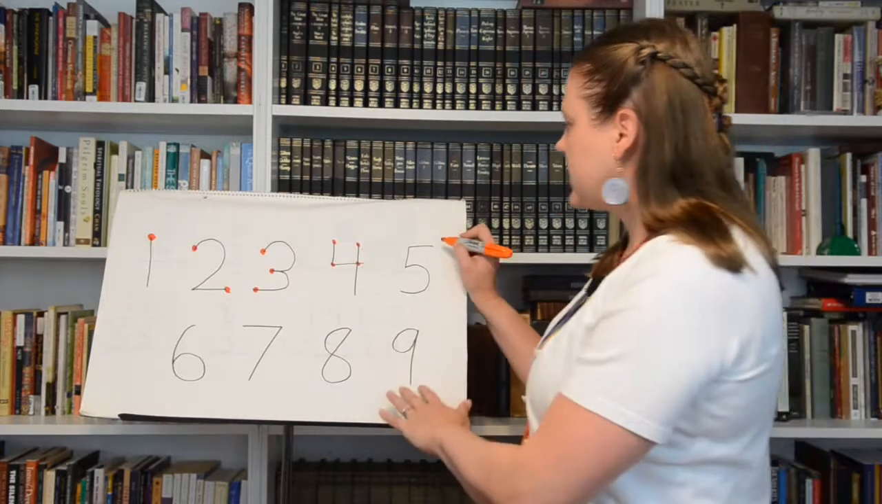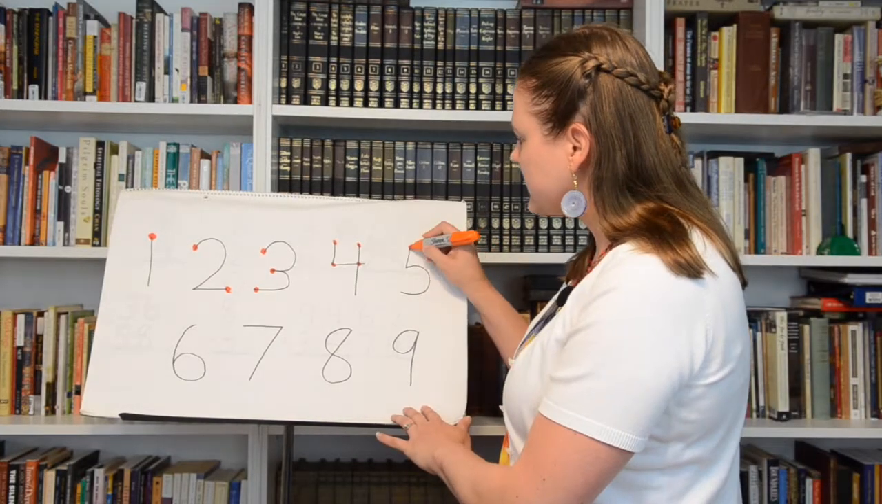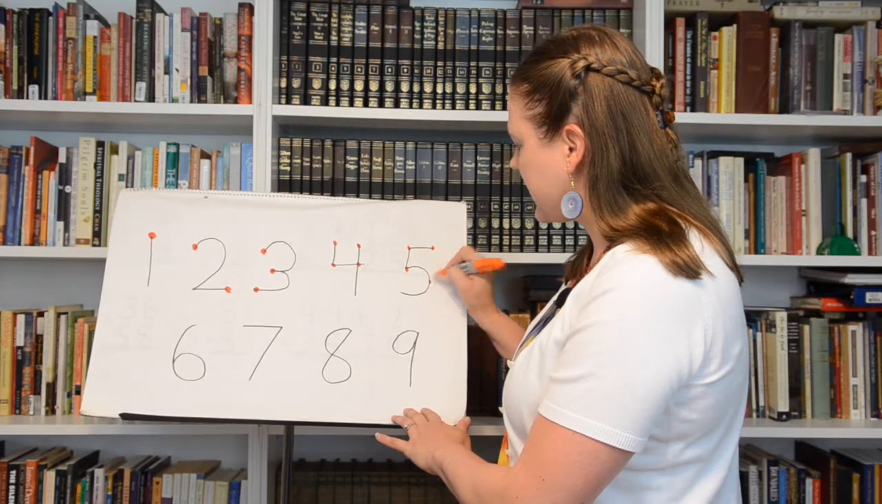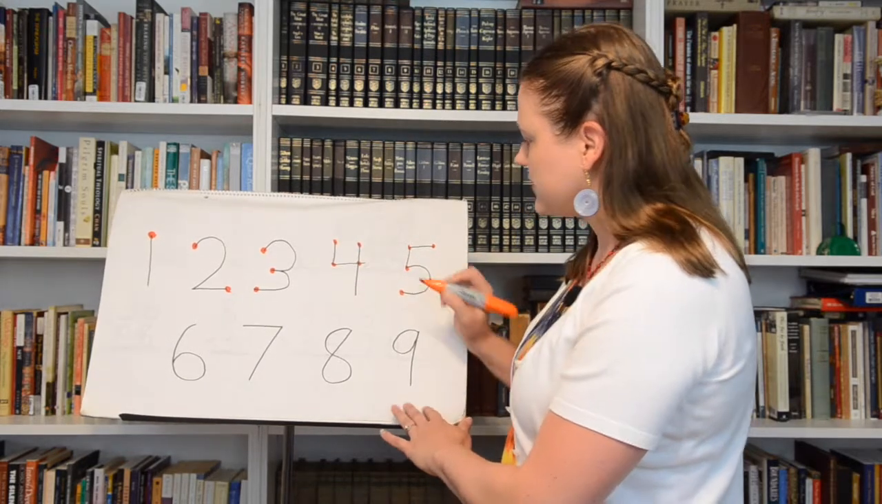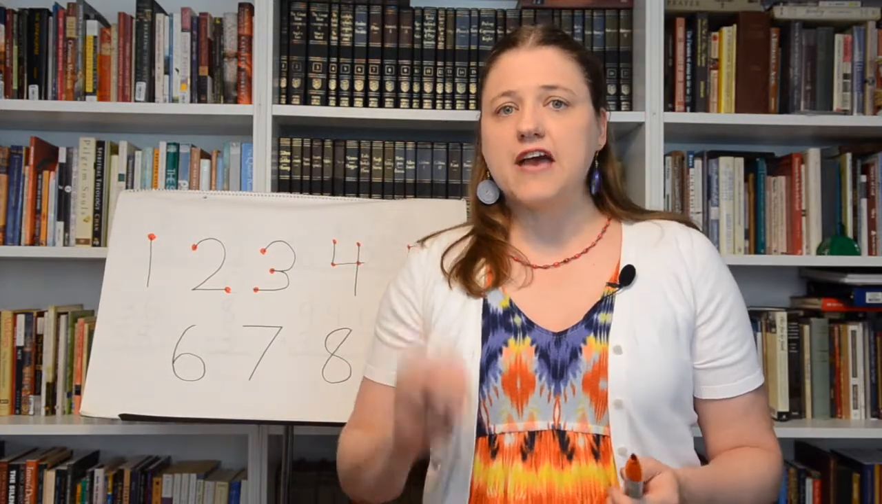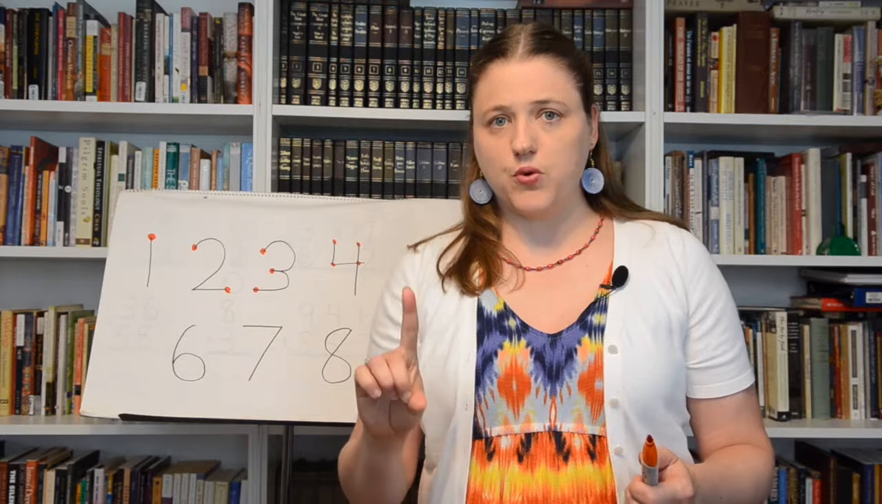Then for 5, we touch his nose, the top of his neck, the bottom of his neck, his belly button, and his toes. So for all of the numbers 1 through 5, every dot is a single touch point.